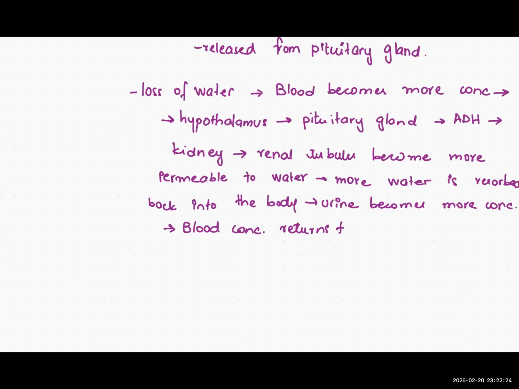So now imagine if it was the opposite. You have been drinking a lot of water, right? So in that case, your blood would be dilute. So your hypothalamus will send a message to the pituitary gland to stop producing ADH. So the kidney tubules will become less permeable, less water will be absorbed back into the body, and the urine will be dilute, and our blood will become more concentrated. So this is referred to as the negative feedback mechanism.